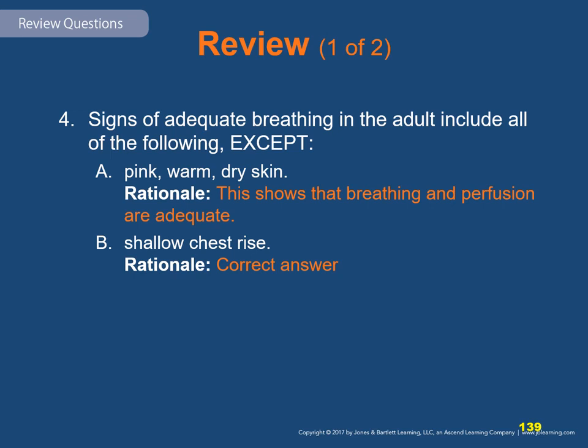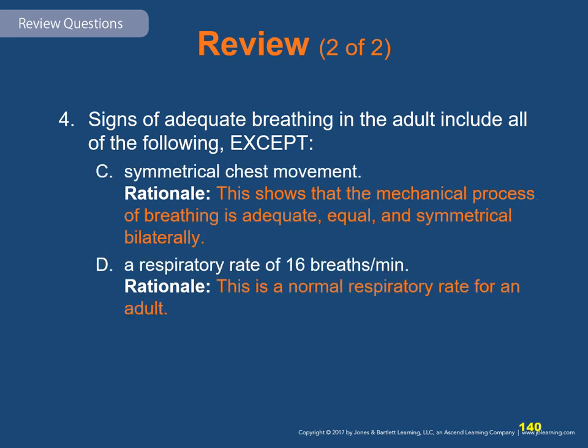B, shallow chest rise. This is the correct answer. Signs of adequate breathing include all the following except shallow chest rise. That's going to indicate inadequate tidal volume. C, symmetrical chest movement. This shows that the mechanical process of breathing is adequate, equal, and symmetrical bilaterally. Well, that's normal. And D, a respiratory rate of 16 per minute. That's normal because adults breathe 12 to 20 breaths per minute.